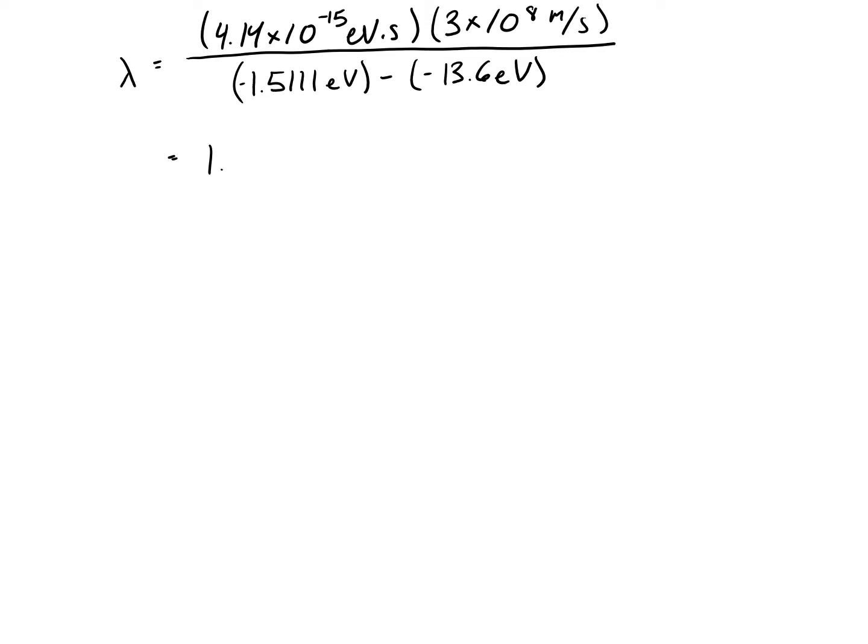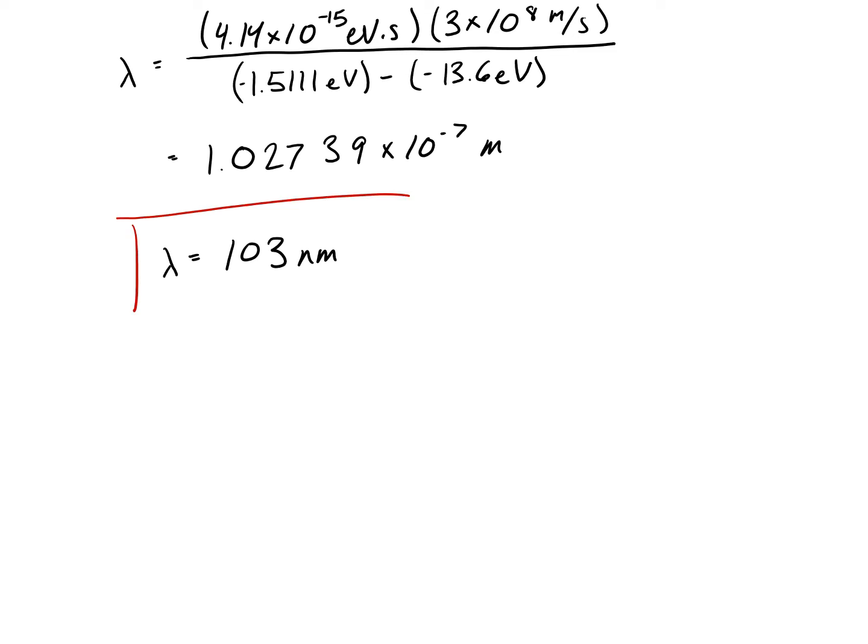Taking this and plugging it in, I got 1.02739 times 10 to the negative 7 meters. So my wavelength is going to be 103 nanometers. This is the wavelength of light that is emitted by the hydrogen as it goes from n equal to 3 to n equal to 1. So this is our answer for part A.